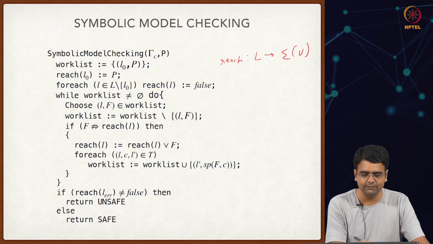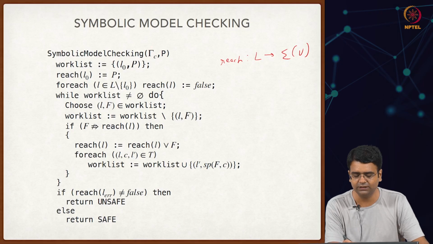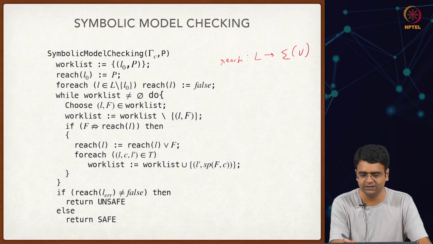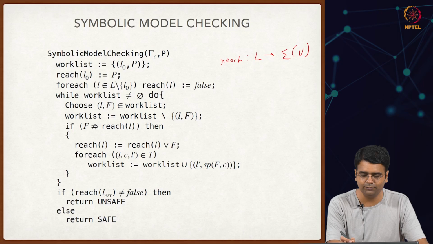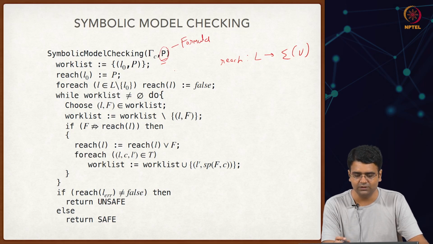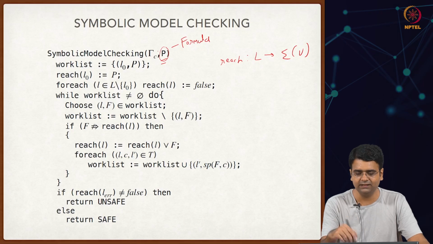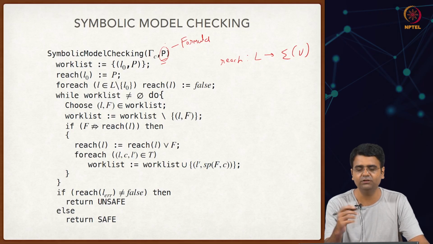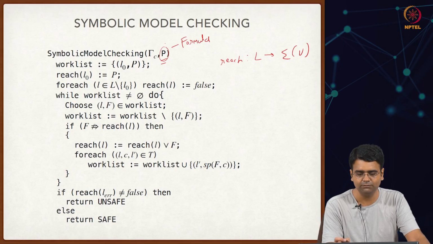So let's look at the symbolic model checking algorithm. It also takes as input the program in the form of an LTS, which is sigma c, and this precondition P, which is the start program states. But here P is going to be a formula, a first order logic formula whose free variables are program variables. So the idea again is that you are expressing the start valuation of the variables using this formula P.